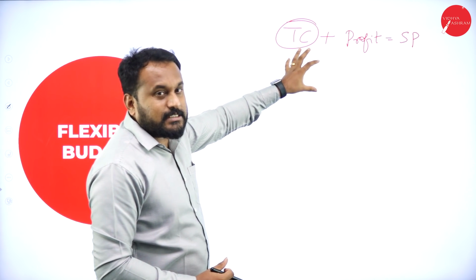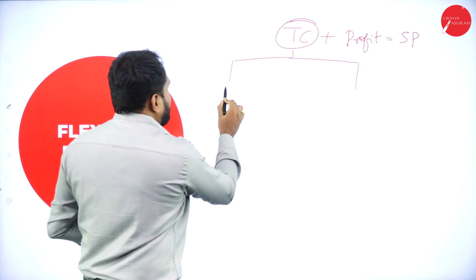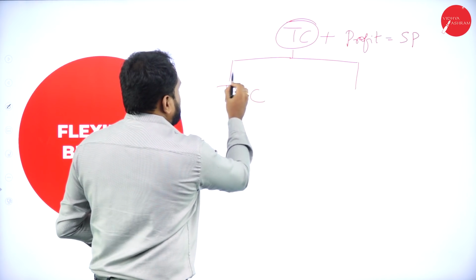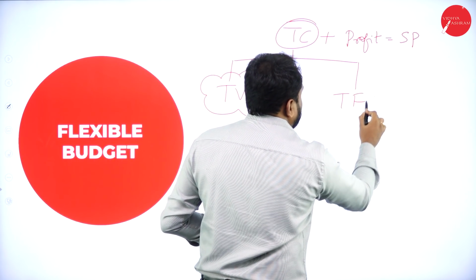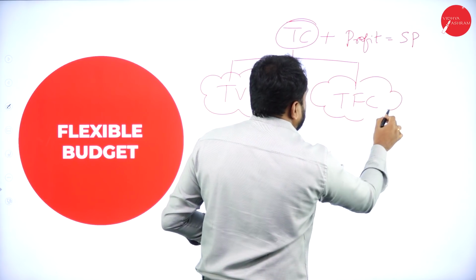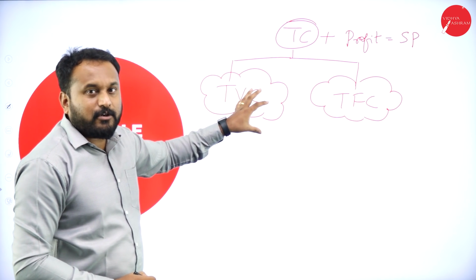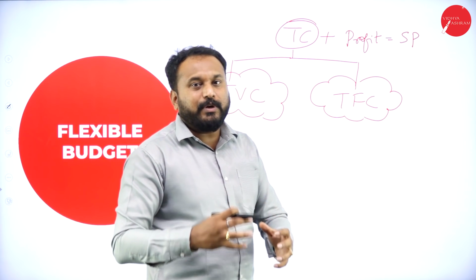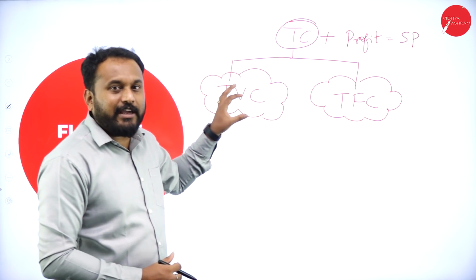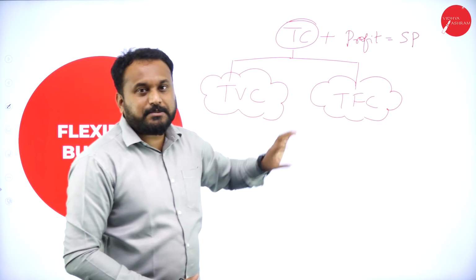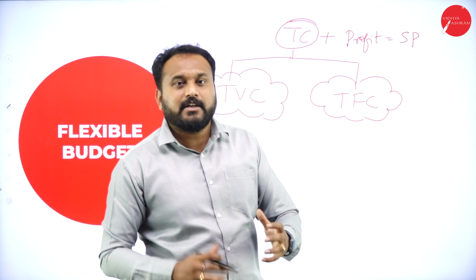Now understand, total cost is divided into two major parts. One is total variable cost, and one more is total fixed cost. When we go with total variable cost, what is this? The cost which will vary, the cost which will change, we call that total variable cost. And total fixed cost means the cost which will not change. This is called total fixed cost.